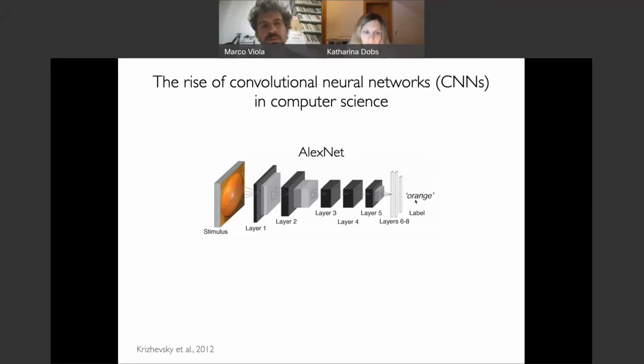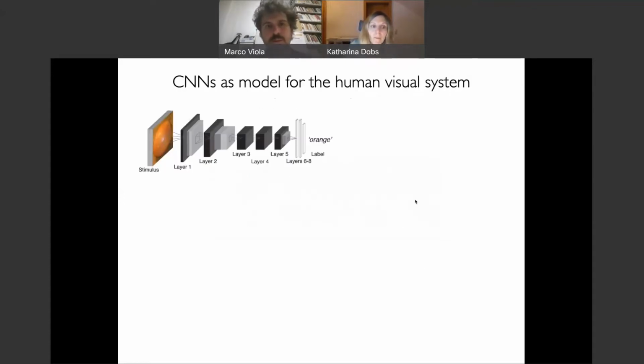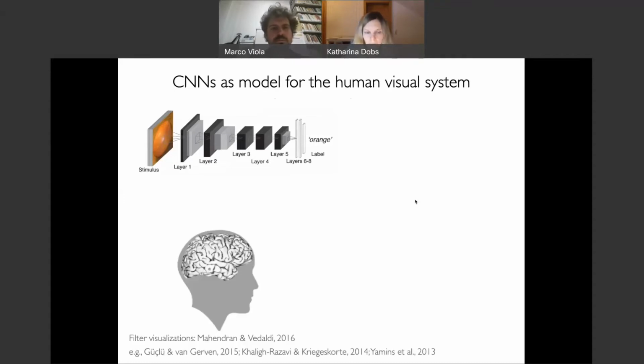And this particular architecture, AlexNet, won the most important computer vision challenge at that time, and each following year, another CNN won the challenge until by 2015, CNNs achieved human-level accuracy in object categorization. And despite still being far from human-level visual recognition, and I'm just mentioning a few important studies here on the bottom, CNNs are a big advance, not just for computer science or computer vision, but also for human cognitive neuroscience. So these computational models are actually inspired by the brain's visual processing hierarchy.